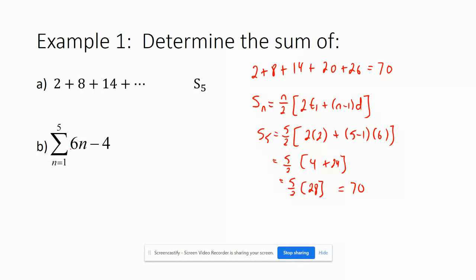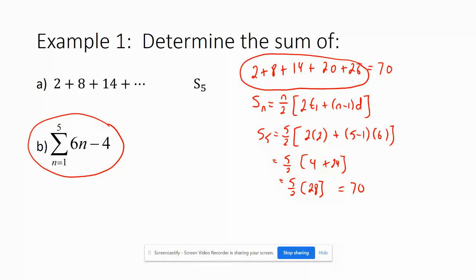Now, what does this notation mean? I'm going to argue, guys, that this is a way of condensing this series. Let me show you how that works. If n equals 1, looking at this part over here, then we have 6 times 1 minus 4 equals 2, which happens to be the first term.